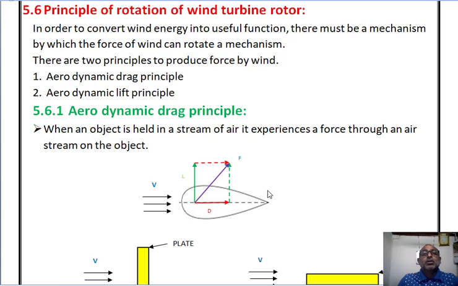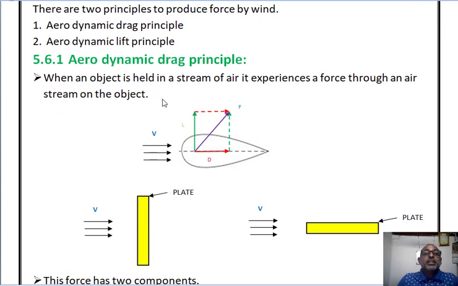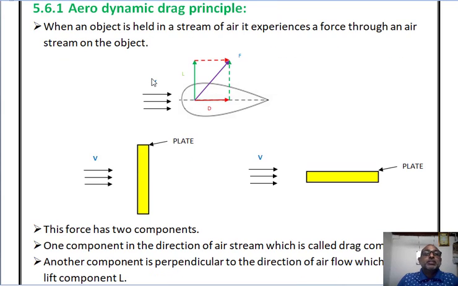Principle of rotation of wind turbine energy. In order to convert wind energy into useful work, a mechanism is required by which the force of the wind can rotate it. There are two types of principles used to produce force by the wind. First, the aerodynamic drag principle. Second, the aerodynamic lift principle.